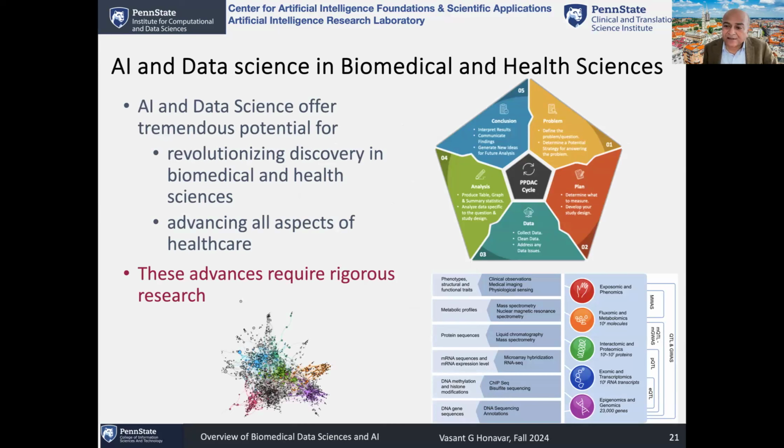But these advances require rigorous research. So it is not just a question of taking some off-the-shelf tool that was marketed by some commercial enterprise and blindly using it, hoping that it would work on your problem. Every application of data science or AI in healthcare is a research project, and it's something that you have to rigorously design and evaluate.